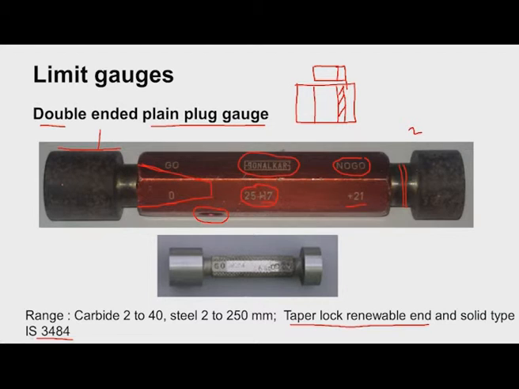So what we have to do is press this gauging portion into the taper in the handle, so that it gets fixed into the handle. Then how do we remove it? Say after some time this is worn out and we want to replace it with a new one. So that is why it is called renewable end.